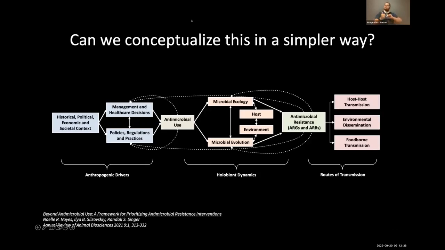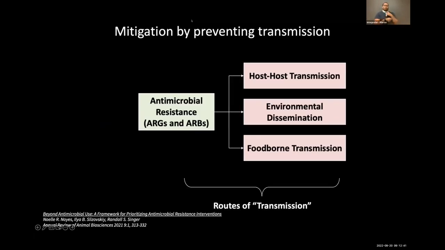One area where we tend to talk about mitigation is by preventing transmission of either antimicrobial resistance genes, the ARGs, or antimicrobial resistant bacteria, the ARBs. These mitigation efforts focus on routes of transmission. Sometimes those routes are more well-defined, like host to host or through the food chain. And sometimes, as we're finding out more and more, those routes of transmission are rather diffuse through various environmental routes, such as waterways, even things like wind, or vectors like wild birds and other potential vectors of transmission. So this is one area where there's a lot of work in trying to mitigate through mitigation of transmission itself.